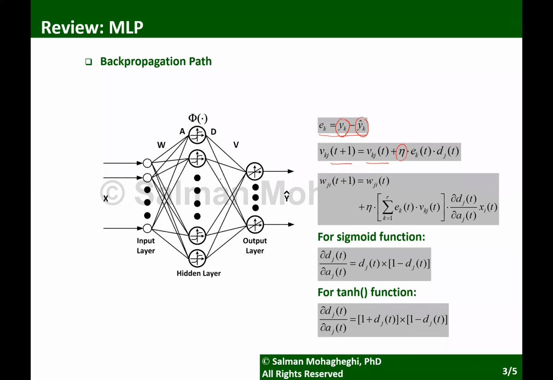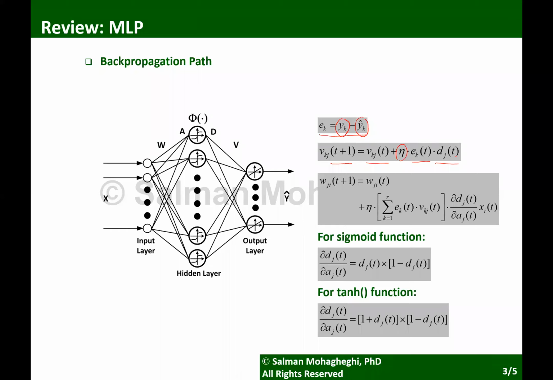VKJ for the next time step will be what I have right now plus eta, which is my learning rate parameter, times the error for that particular neuron times the decision signal for that neuron in the hidden layer. And again, as we talked about last week, eta, your learning rate parameter, is typically a number between 0.05 and 0.1. You can use smaller values, you can use larger values, but heuristically speaking, this range of 0.01 to 0.5 has been shown to be more effective.